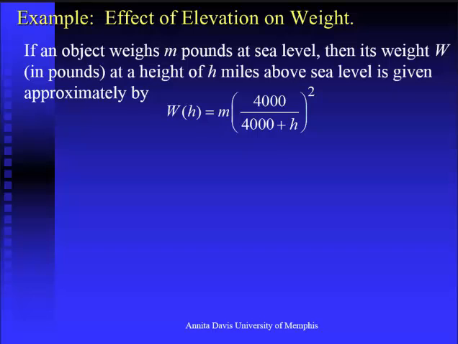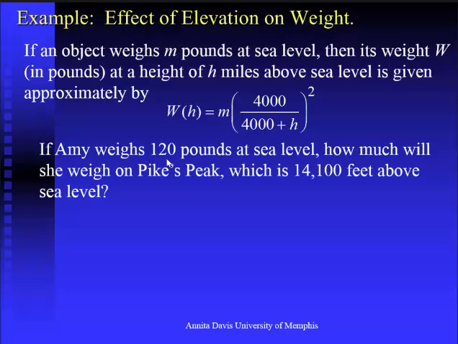Let's look at this example, the effect of elevation on weight. If an object weighs m pounds at sea level, then its weight, capital W, in pounds at a height of h miles above sea level is given approximately by this function. Weight as a function of height equals m times the square of 4,000 divided by 4,000 plus h.